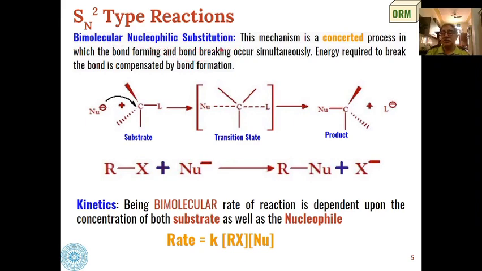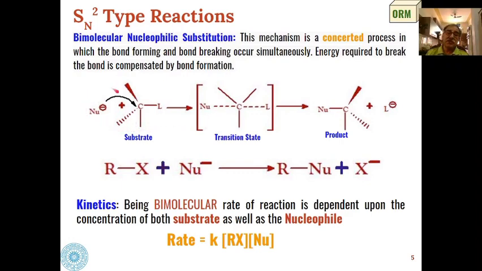Bimolecular nucleophilic substitution: in this case the mechanism of the reaction is a concerted process and it takes place in a single step. Bond formation and bond breaking take place simultaneously, and the energy required to break this bond is compensated by the energy released during the formation of this bond.